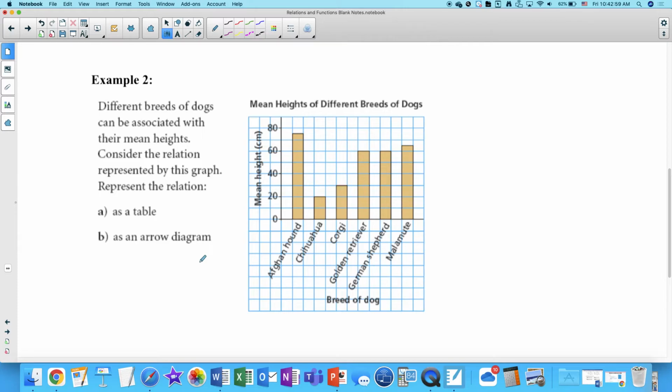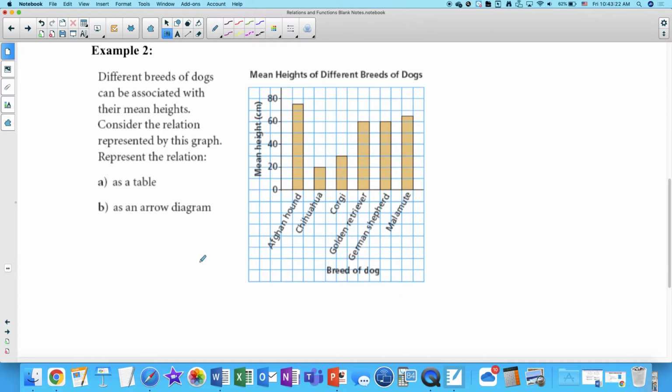Like a point and line graph, usually both values there are numeric in some way. Sometimes not exactly. Sometimes one of them is time of day, where it does have a specific context, but they're still numeric values, okay? These ones are more categories. Okay, represent the relation as a table and as an arrow diagram.